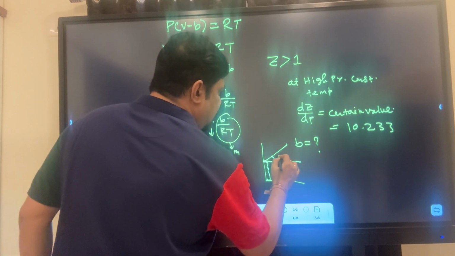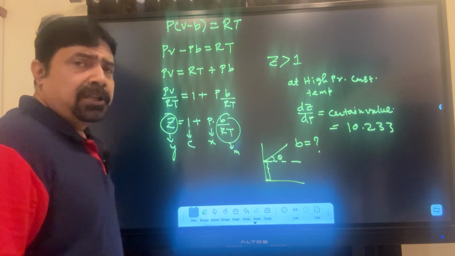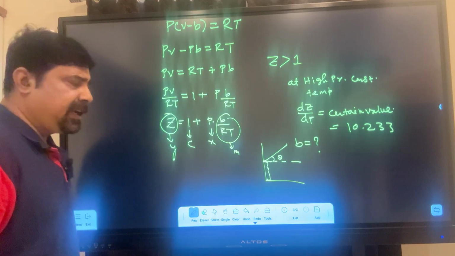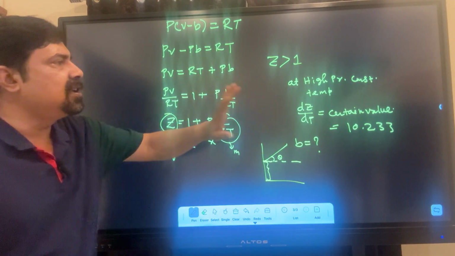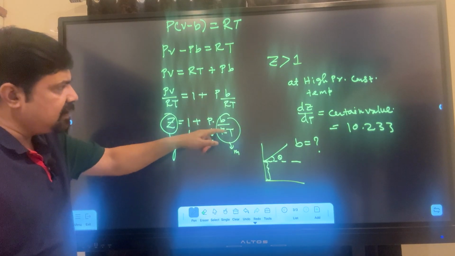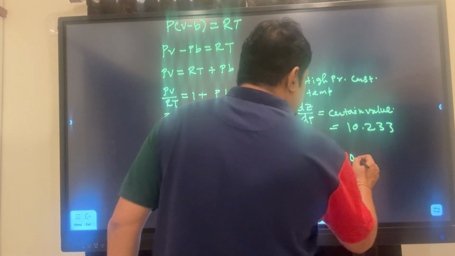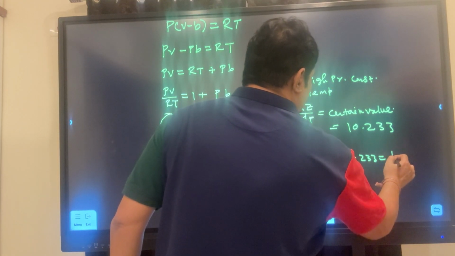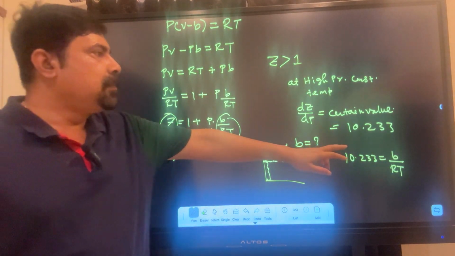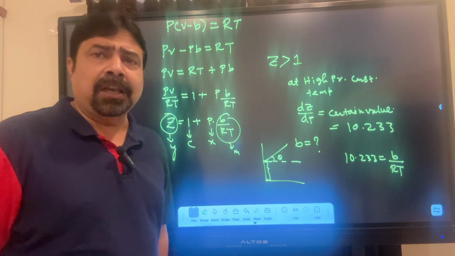If the angle is theta, tan theta equals the slope. They are giving dZ by dP, and dy by dx is also the slope, (y2 minus y1) by (x2 minus x1). That means dZ by dP is the slope, and they are giving a certain value, maybe 10.233. From here, b by RT is the slope m. So I equate 10.233 to b by RT. From there I will get the b value, and once you get it, they will ask you the volume of one molecule.